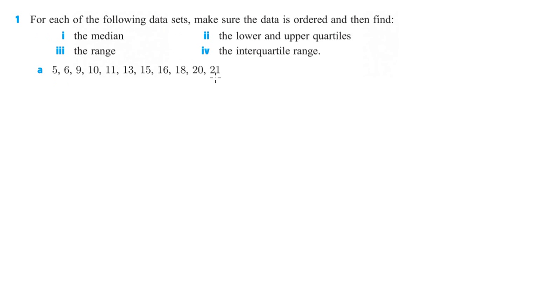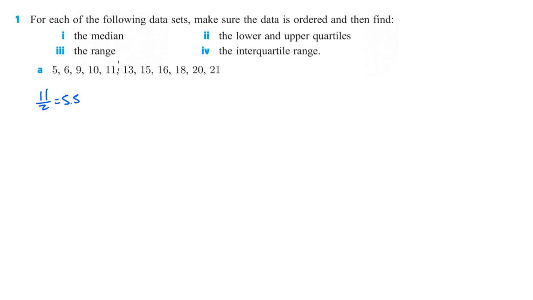So here's our data for A. Make sure that it's in order. It is already in order, which will make this a lot easier to find all of these things. So median, let's count how many pieces of data we have. 1, 2, 3, 4, 5, 6, 7, 8, 9, 10, 11. So if we take our 11 and cut it into 2, that's 5.5. So that means there'd be 5.5 below, 5.5 above.